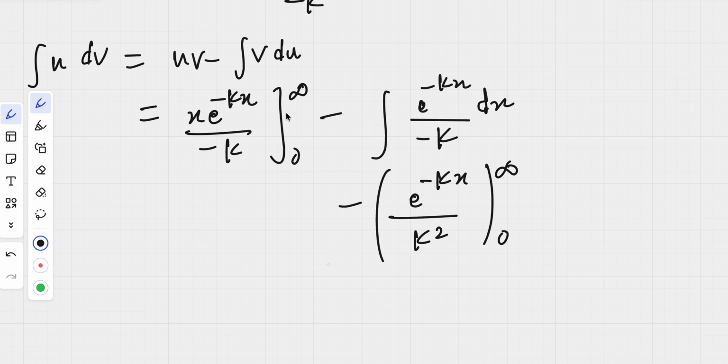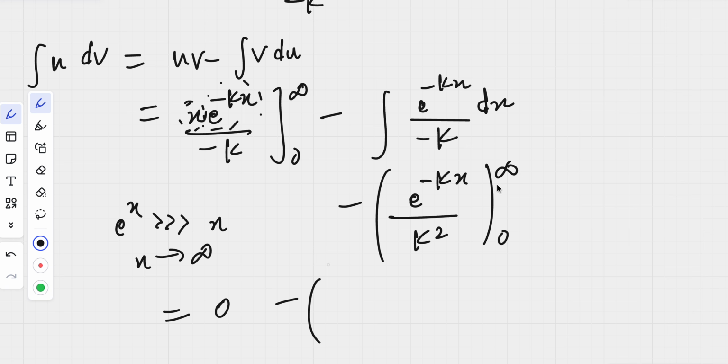And here if you apply the limits, so if you see for the infinity thing, this is something linear, right? And this is something exponential. So obviously e^x is much greater than x when x tends to infinity. So this is going to be 0 only, and for 0 as well, it's going to be 0 only. So this entire thing is 0 only. So it's 0 minus, and then when you apply infinity here, it becomes 0 only, and then for 0 it becomes this thing, right?